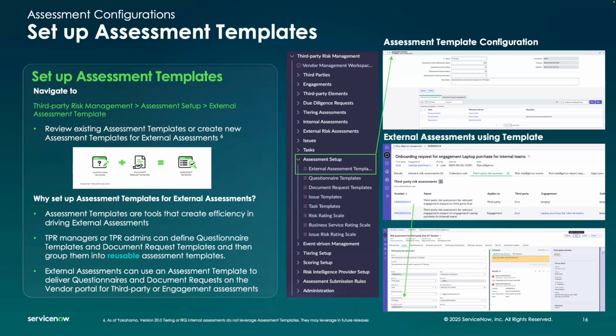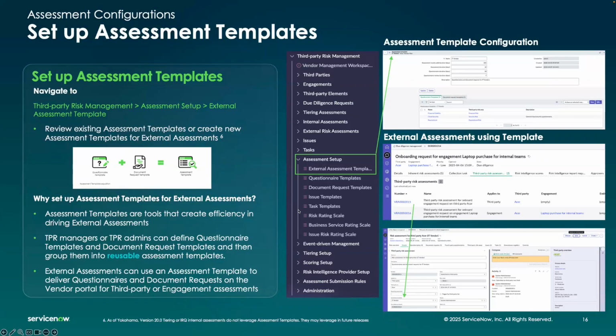Third-party risk managers and administrators can define questionnaire templates and document request templates, and then group them into reusable assessment templates. So you do not always have to remember what questionnaires and document request templates you need for assessing a third party. You can group them in assessment templates and just use the assessment templates to send these questionnaires and document requests as external assessments. So that's really the advantage of using the assessment templates.